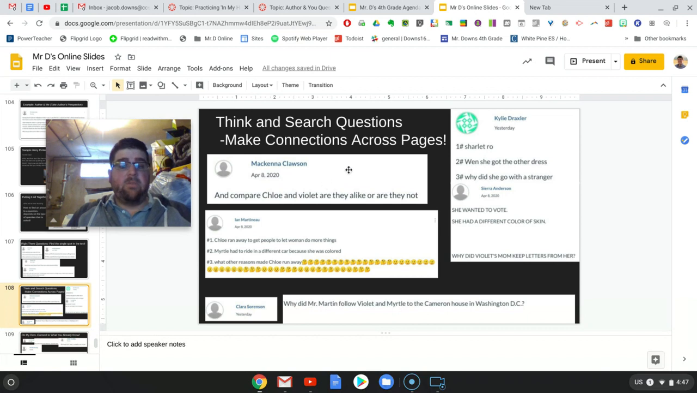McKenna had a great one of compare Chloe and Violet and how they're like or how they're not. And you could do Myrtle and Violet as well. And to really get a robust answer there, you're going to have to find details about those characters in different spots of the text. Ian asked a great one.